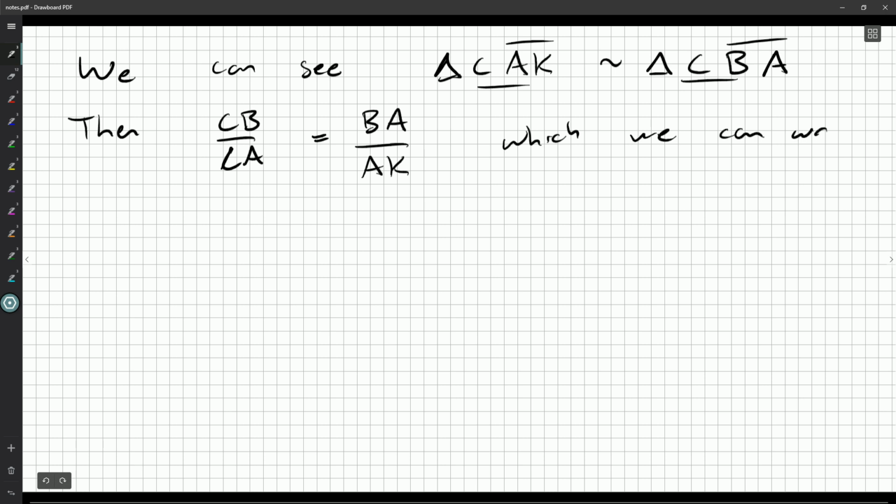We'll say which we can write. So CB, there's no A in there, so that's got to be A. CA has got to be B. BA is the C, and AK is D. So I have D on the wrong side, or well, on the bottom, but we can multiply through. AD is BC, and then we can bring the A down below.